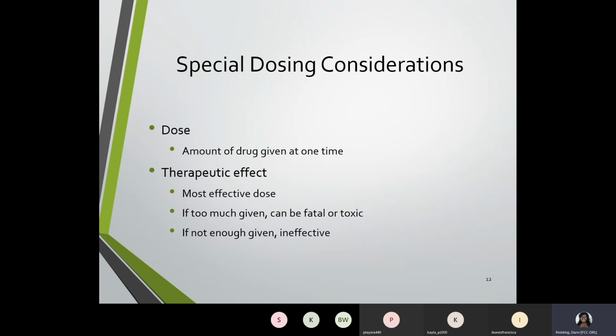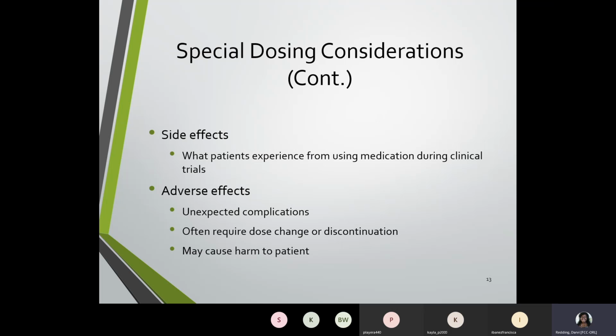So now that we've gone over some examples in regards to special dosing considerations, the dose has to be considered and the therapeutic effect has to be considered, we're next going to learn about side effects and adverse effects. So the side effects is what happens and is what a patient experiences from using a medication during the clinical trials. So each medicine that is FDA approved goes through clinical trials. And during those clinical trials, patients are giving their feedback of what they experience with a medication.